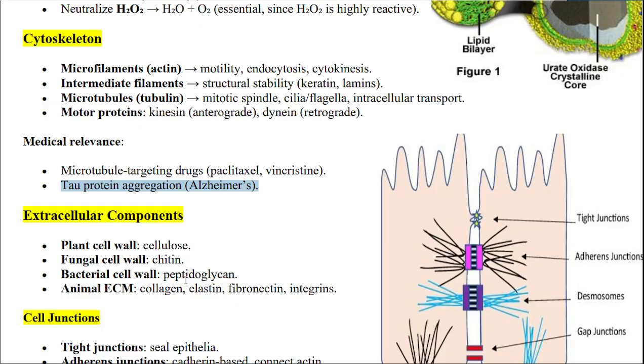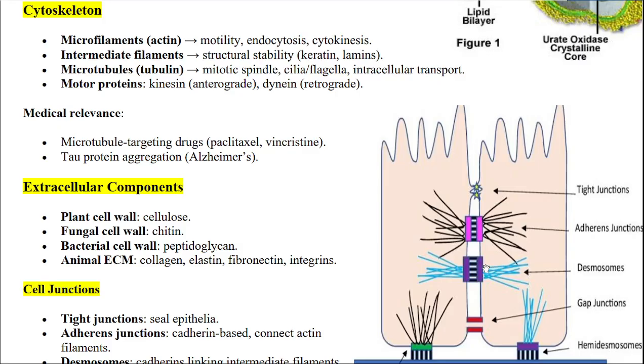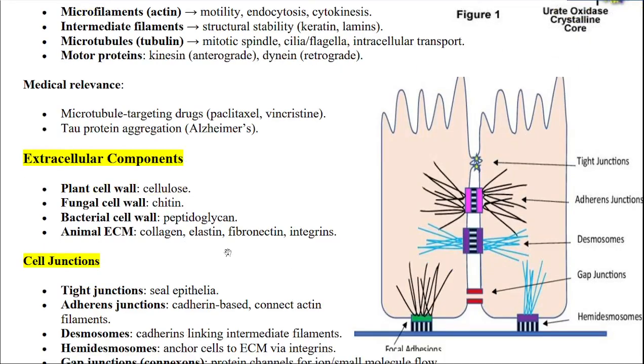Okay, let's step outside the cell now. Cells don't exist in isolation. They have external structures and they need to connect with their neighbors. Let's talk extracellular components and cell junctions. Right. The outside environment is crucial. We already mentioned some external structures.